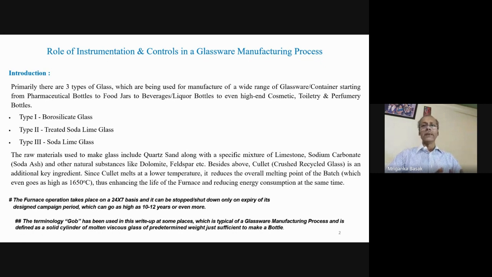Besides all these, cullet is a special terminology used in the glass industry, that is nothing but crushed bottles. It can be acquired from internally generated rejected bottles. Number two, it can be procured from the scrap vendors also.